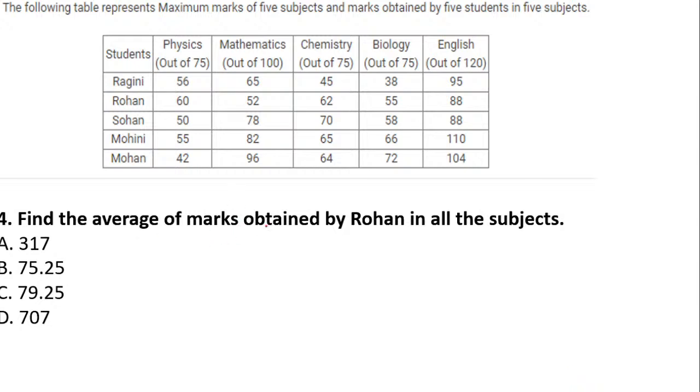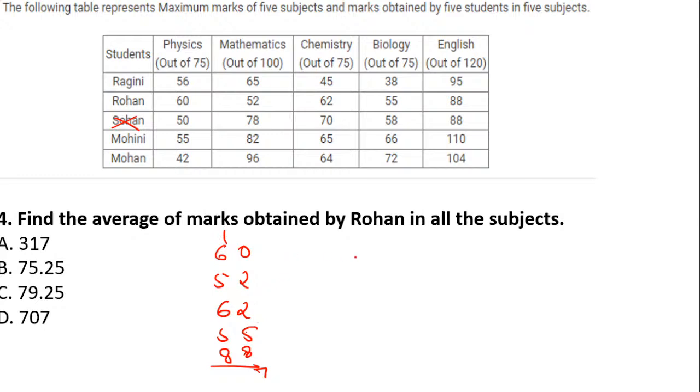Find the average marks obtained by Rohan in all the subjects. So Rohan, this student is over here, the second person. Don't by mistake take the value of Sohan. Take Rohan only. The average marks is, how do we calculate average? We do sum of all the numbers. This is 60, 52, 62, 55 and 88. So you will get 8 plus 2 is 10. 10 plus 5 and 2 is 7, 17.